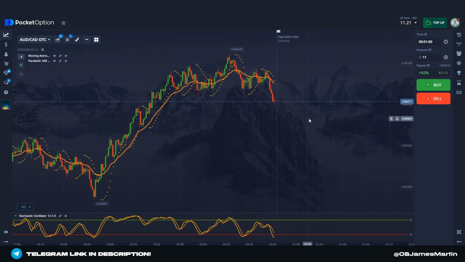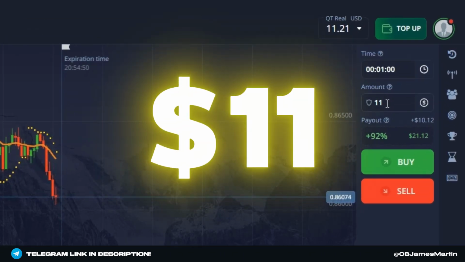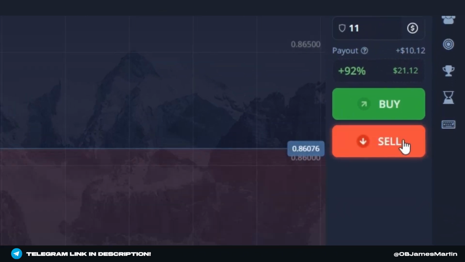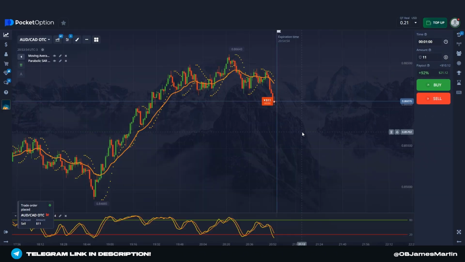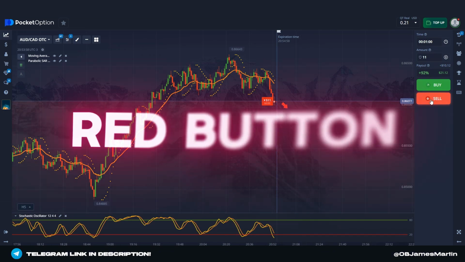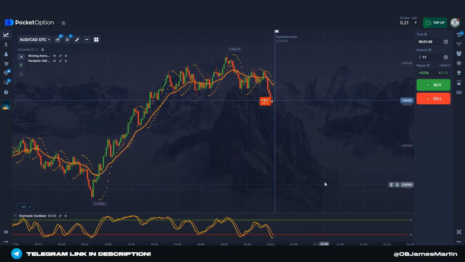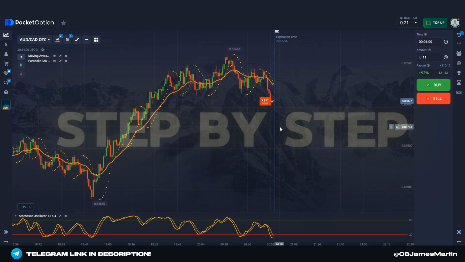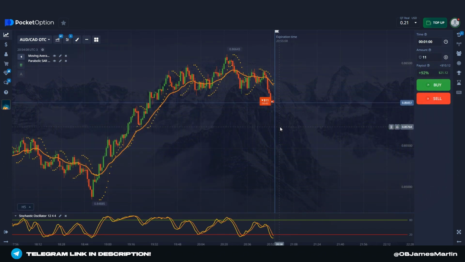And I think I will open with $11. Trade here for 1 minute. Click on the sell button. Yeah, the time is 1 minute and click on the red button. I press the red button right now and I think the price will decrease. Let's not waste time, and step by step I show you what it entails. I did everything strictly according to the instruction.